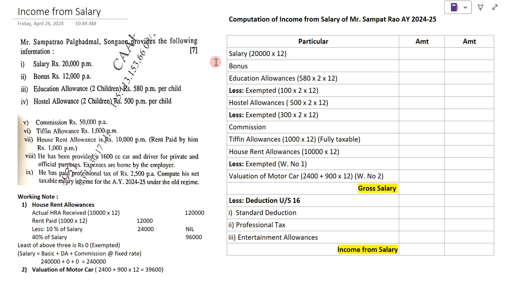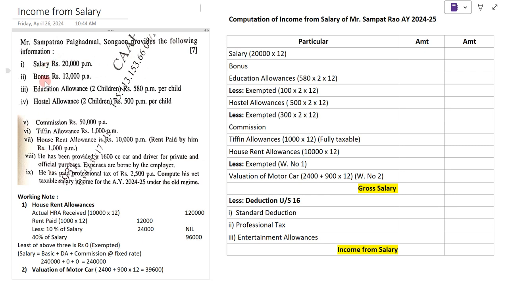This example was asked in the SPPU examination, October 2023. Class TYBCOM, subject Taxation. This subject is basically for TYBCOM, MCOM, DTL and so on. Now the example is: Mr. Sampath Rao Sangao provides the following information.